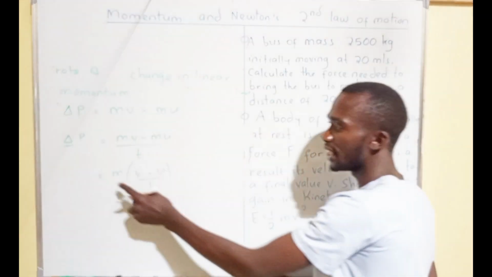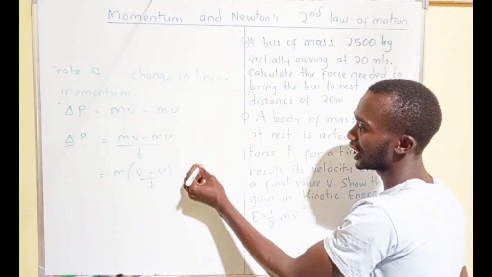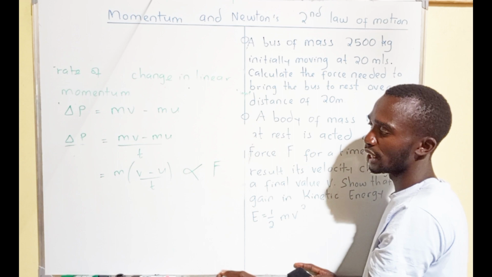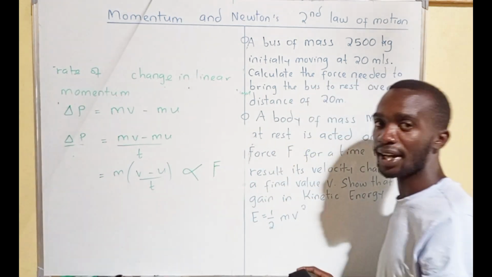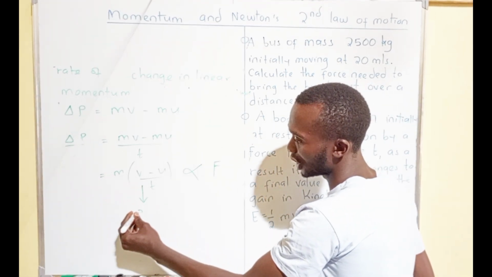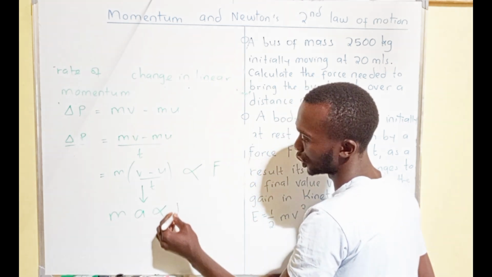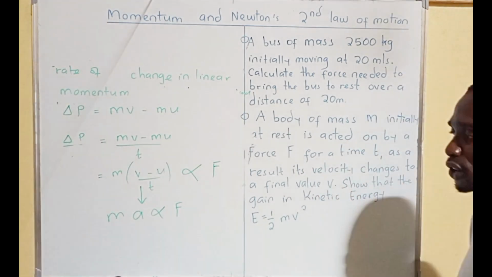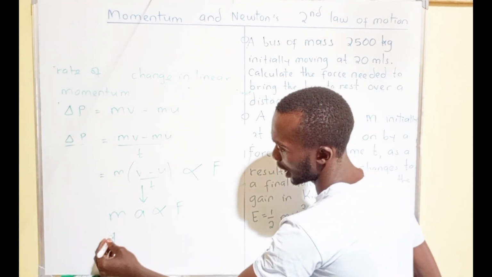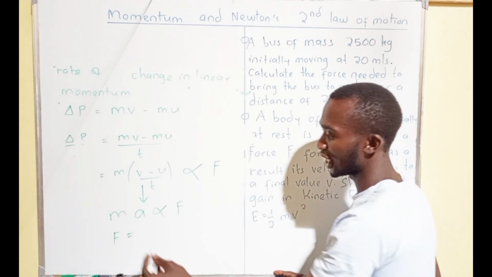And this rate of change in linear momentum, from the second law, is directly proportional to the resultant external force. So we have m(v minus u)/t, and (v minus u)/t is the acceleration of the body, so ma is directly proportional to the resultant external force of that given body. So F is equal to, removing the proportionality sign and introducing a constant k, kma.